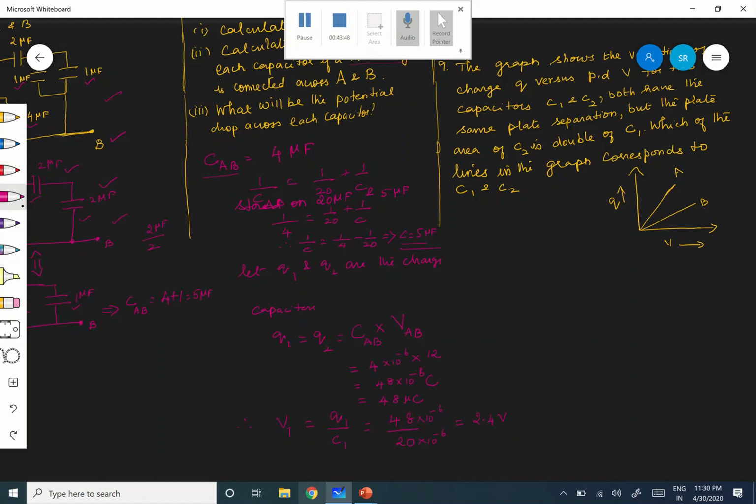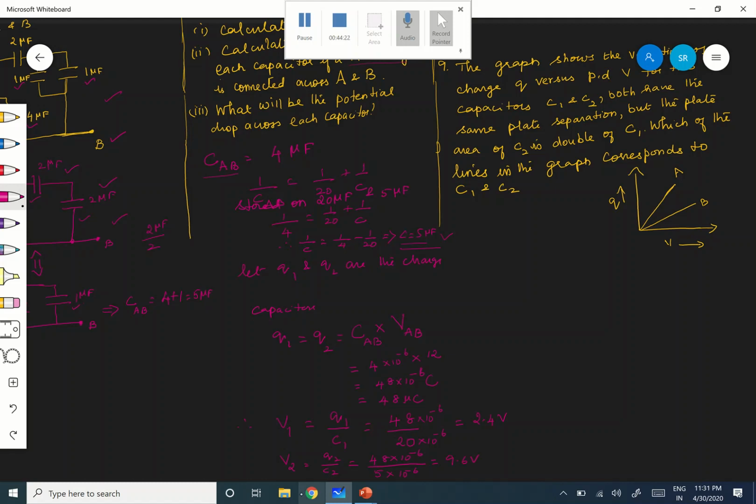Okay. And what will be the potential drop across the next capacitor? The next capacitor is 5 microfarad, right? What is the capacitance? 5 microfarad. What is the charge? The charge is nothing but 48 microcoulomb. Therefore, Q2 by C2 is equal to 48 into 10 power minus 6 divided by 5 into 10 power minus 6, and that is nothing but 9.6 volt.